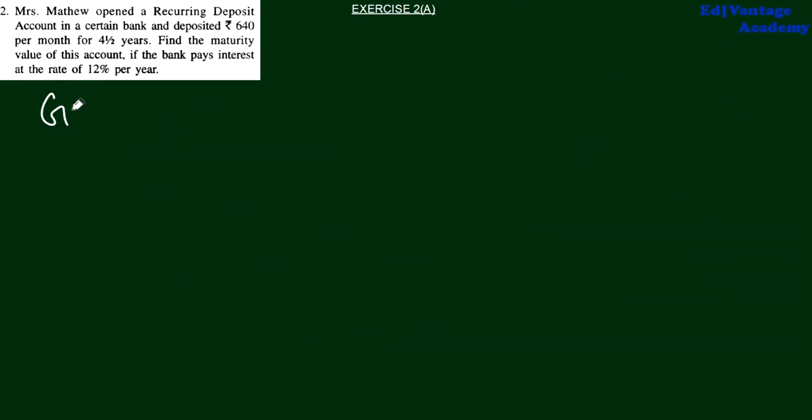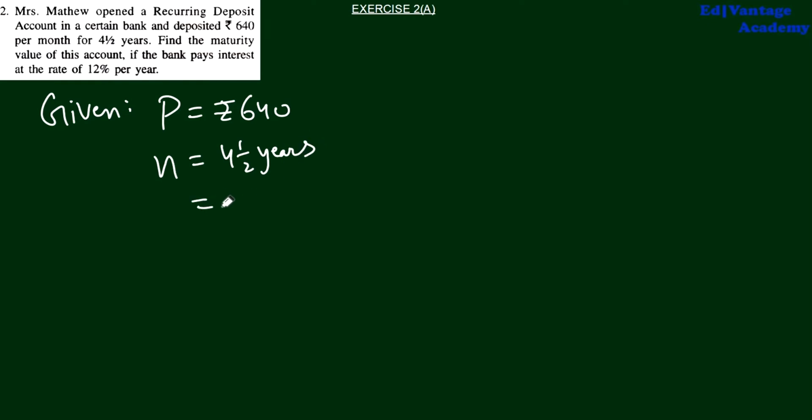Now in question number 2, what is the given data? Mrs. Matthew opened an RD account in a certain bank and deposited 640 per month. So 640 is the deposit per month, which is the principal. Time is given as 4.5 years. As I told you in the beginning, we are depositing every month, so we need to convert this time into months. That's 9 by 2 multiplied by 12, which gives 54 months. Fine. So we know P, we know N.